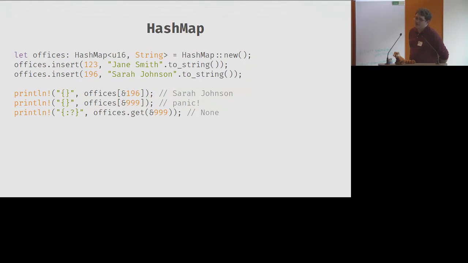This is because the index trait doesn't return an option. It returns something, always something, or your program crashes. Hash maps also have a method get, which does return an option. And if you try and get 999 with the method, you'll get an option, none. And if you were to get 123, you would get an option that says some, and then Jane Smith.